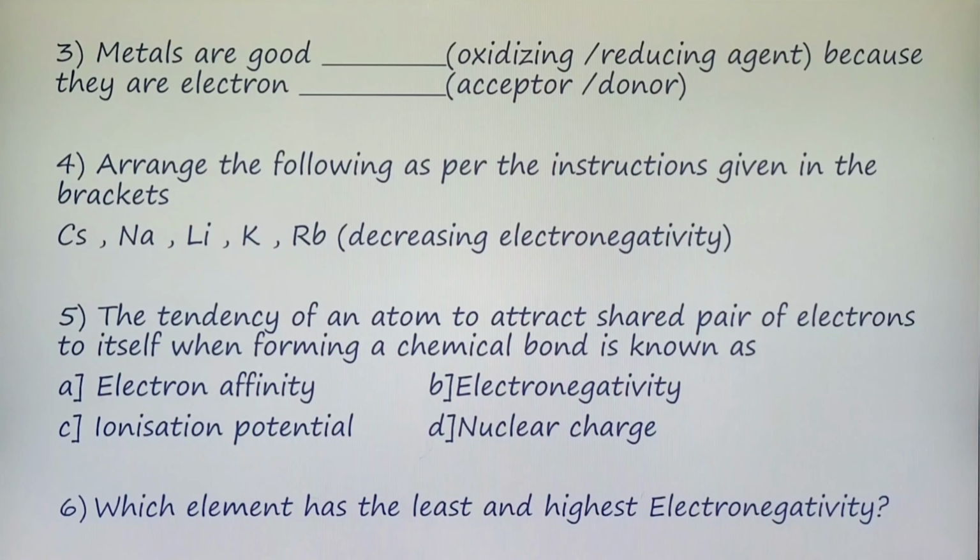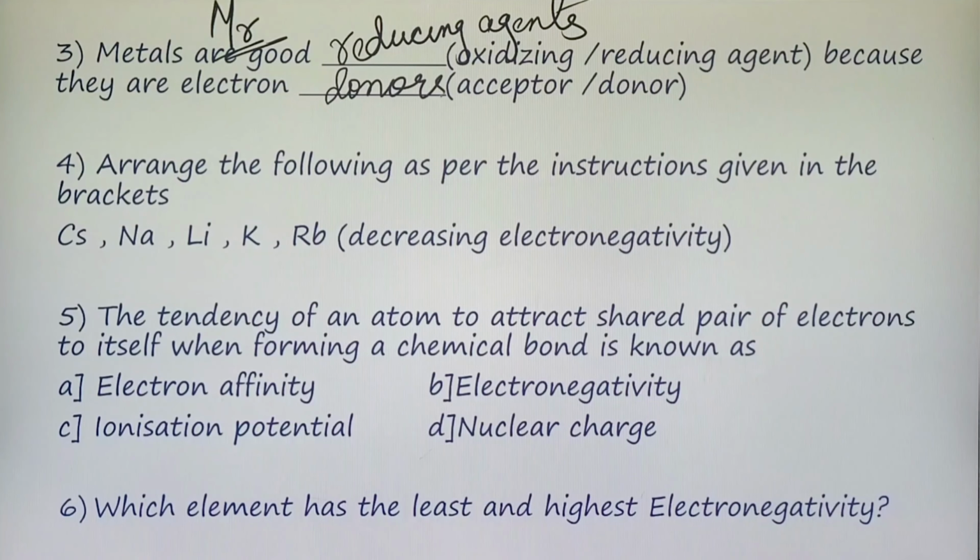Next one. Please remember this. This is asked in the exam many times. Metals are very good reducing agents. You have to learn this, children. What is the meaning of reducing agent? Because they donate electrons, we know metals will always donate electrons. That is why they get that plus sign. Am I clear? Metals are very good electron donors.